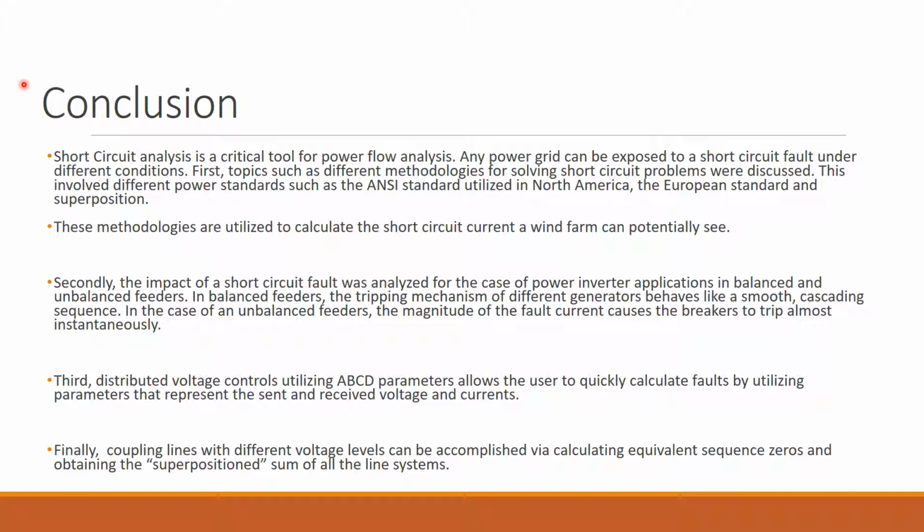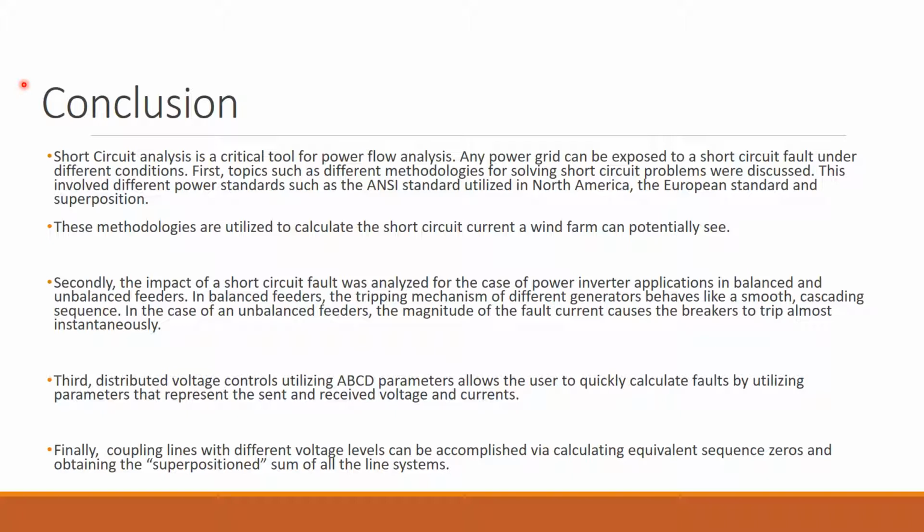Third, distributed voltage controls utilizing ABCD parameters allow the user to quickly calculate faults by utilizing parameters that represent the sent and received voltages and currents. And as we saw, by using your coefficients and updating your voltages, it's really easy to calculate any of the faults without requiring the inversion of a Jacobian matrix.